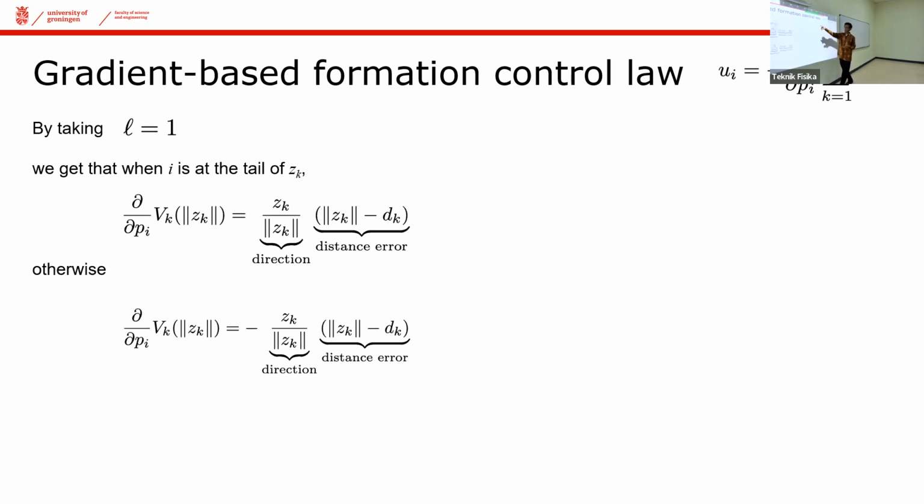As a simple case, I will take L equal to 1. When I take L equal to 1, this is basically the control law for every edge. This part is indicating directions. When you see this, it is the relative position divided by the distance at that particular time, and this is giving you a unit vector. So this is really just giving you a direction. And this one is giving you the distance error, and it is plus 1 if i is at the tail of the edge k. Otherwise, if i is at the head of the edge k, then it will be minus 1.